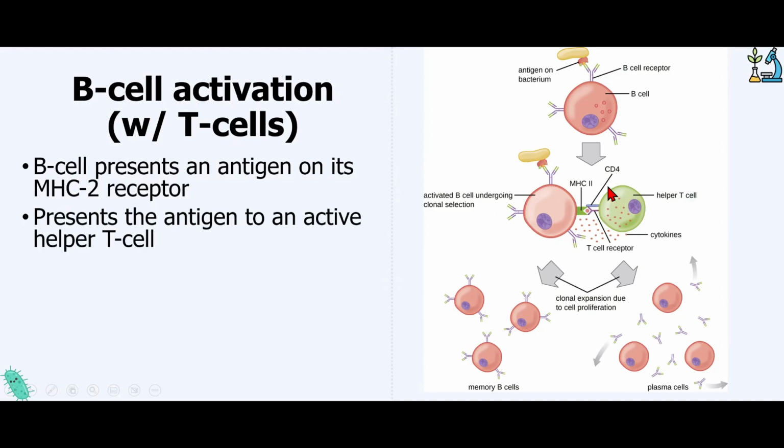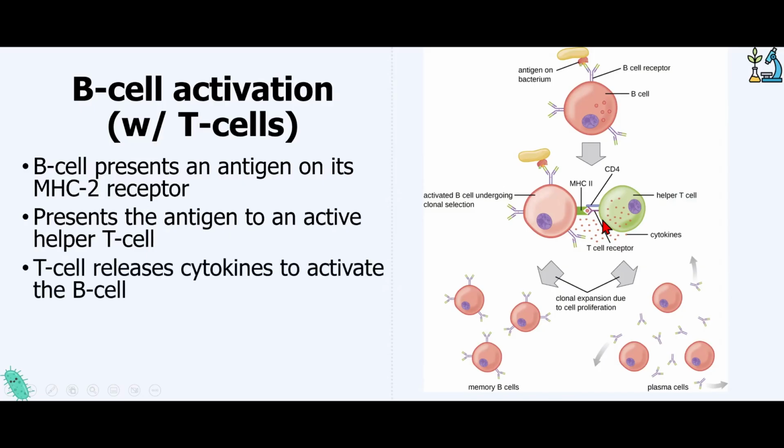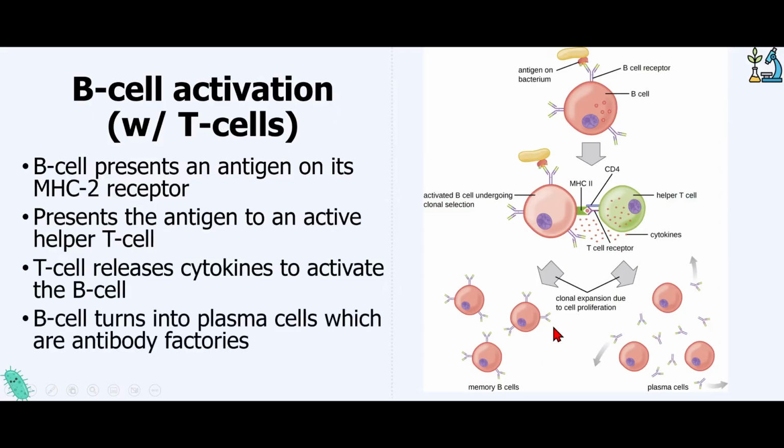The helper T cell, remember, has CD4, so MHC2 and CD4 are compatible, and so they're talking to each other. Basically, the B cell says, hey, I found this. Is this significant? And the helper T cell says, yes, that's what I've been looking for this whole time. And so what the T cell does is it releases cytokines, and that activates the B cell. It causes the B cell to go through what we call clonal expansion, meaning the B cell will replicate several times, and it will make clones of itself.